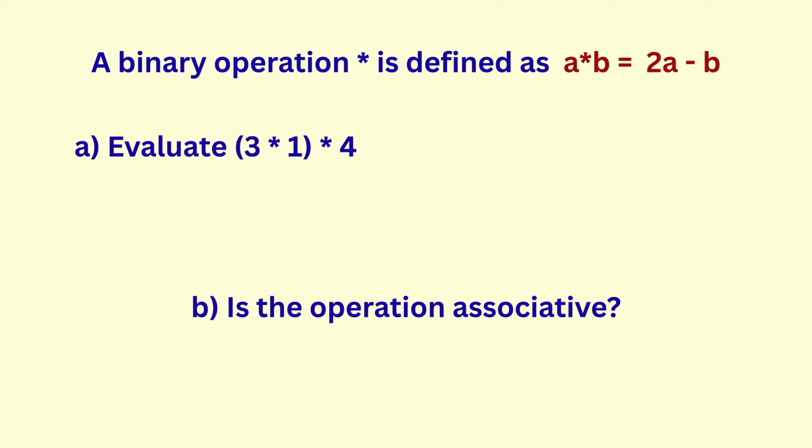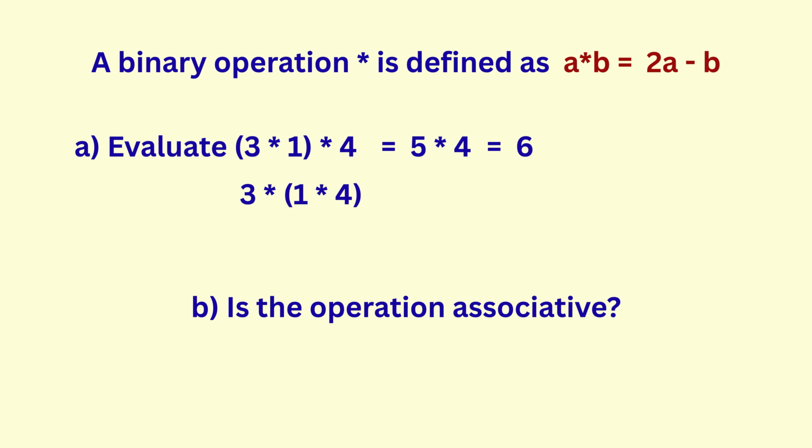Pause the video and solve this final problem. A binary operation star is defined as shown here. To answer part A, we need to calculate the bracket first. The bracket simplifies to 5, and 5 star 4 is 6. Now to answer part B, we need to group the last two numbers and see if the result is the same as the answer we have for part A.